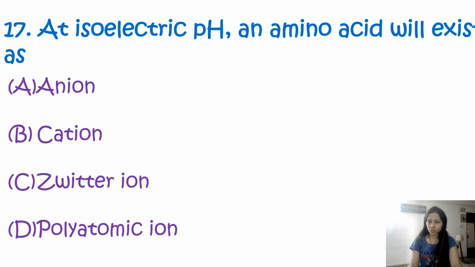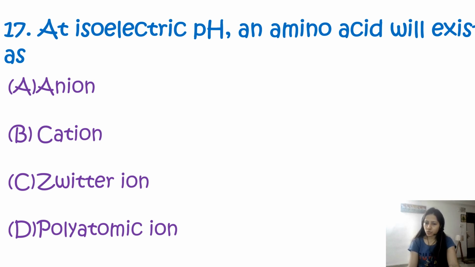So what is a zwitterion? Zwitterions are molecules that contain both a positive as well as a negative electrical charge, which makes them neutral overall. So in the case of an amino acid, what happens? The amino group, that is NH2, acts as a base and it can accept H plus to form a positively charged ammonium ion. Whereas the carboxylic group, that is COOH, acts as an acid since it can donate the proton to form a negatively charged carboxylate ion.